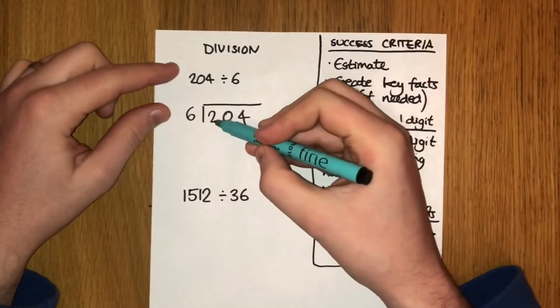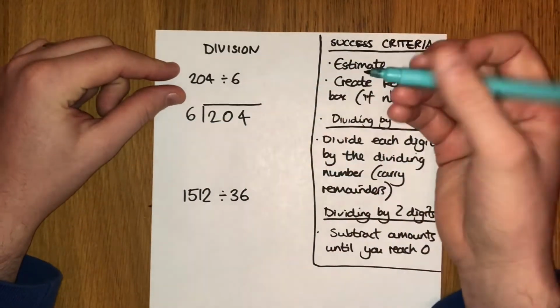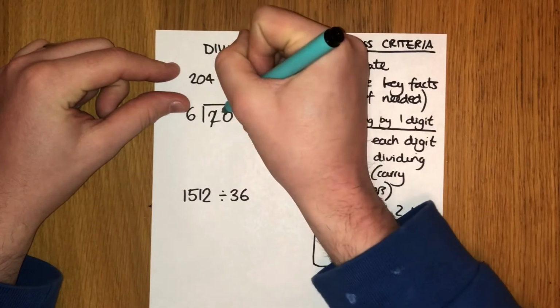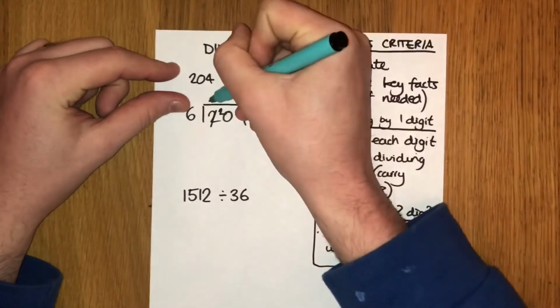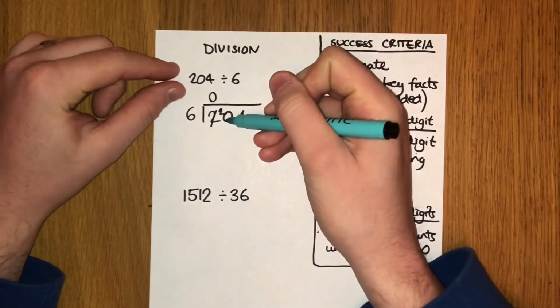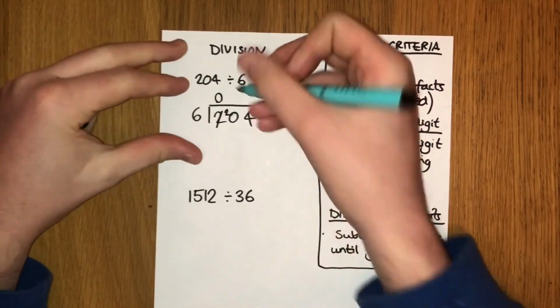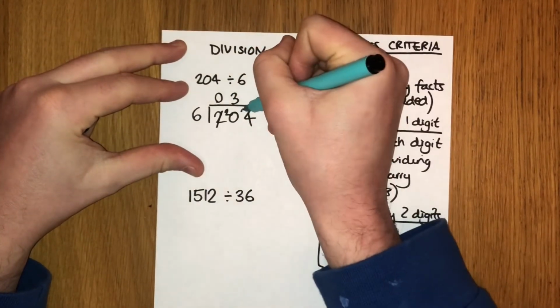So how many 6s are going to go into 2? I can't do any. So I'm going to cross that out and carry my 2 into my next column. Put a 0 up here. How many 6s go into 20? Well, 6, 12, 18. So it's 3. And then I've got a remainder of 2.